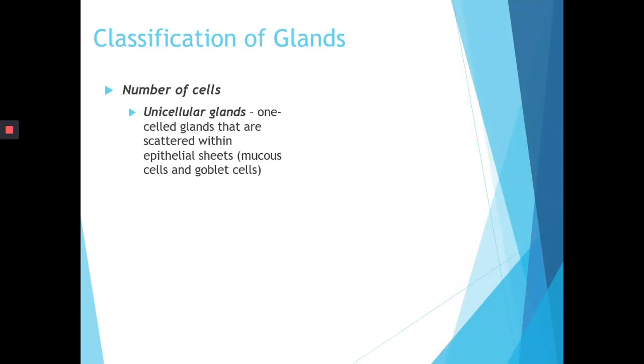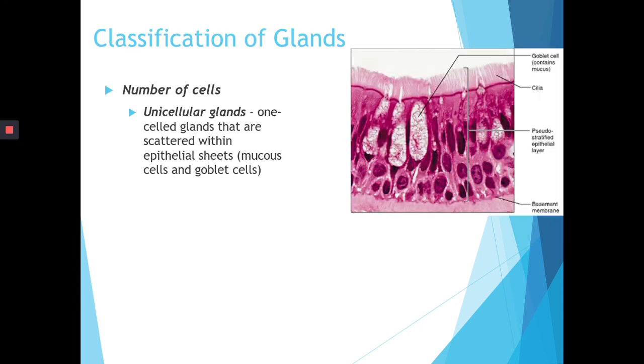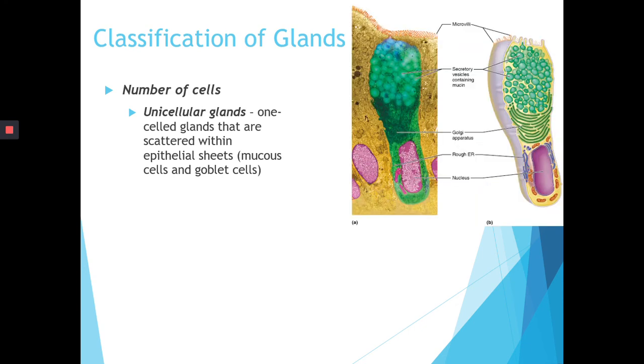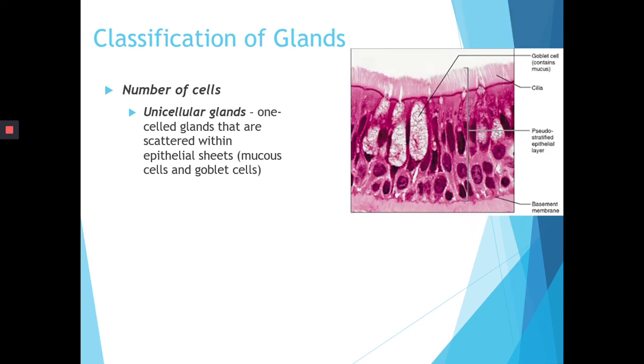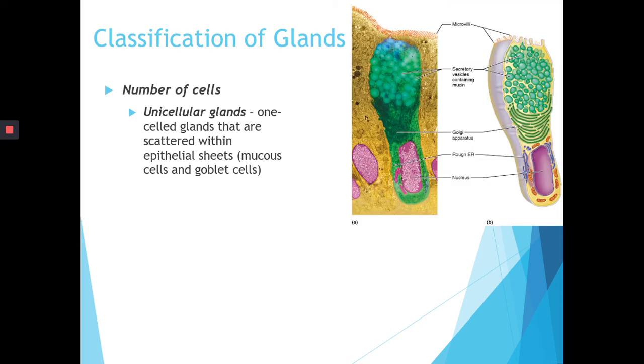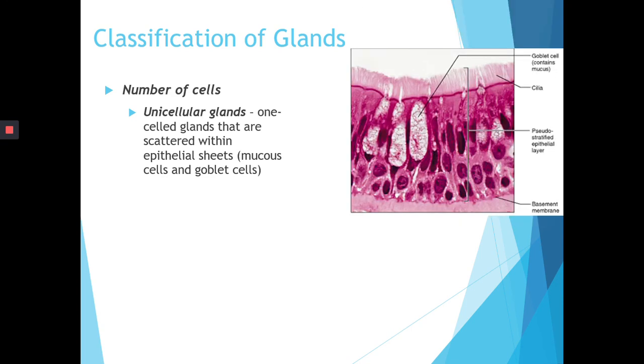Again, the number of cells, unicellular glands. So we see some examples here as far as our goblet cell. Again, another image of the same thing. This is just an artistic view here versus a real life view of the goblet cell. So like I mentioned, these are scattered within the epithelial sheets, and we've seen those goblet cells previously. In this image, we can see a few of those there in our pseudostratified columnar epithelial tissue.